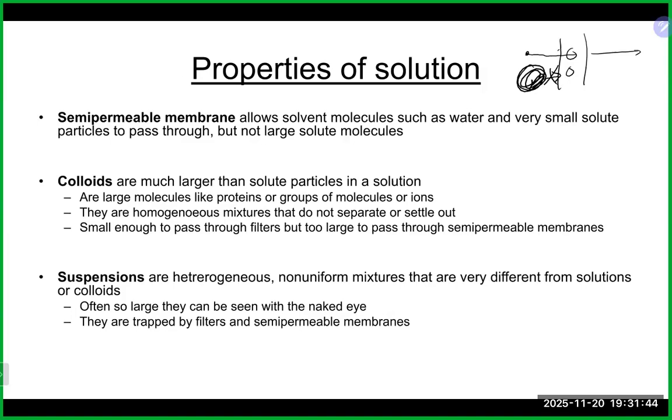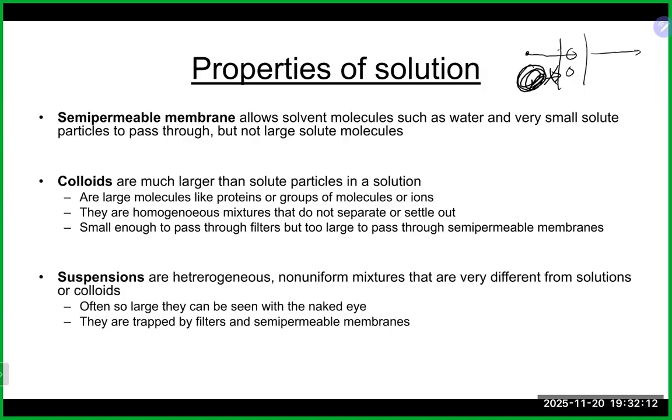We have colloids. These are things that are much larger than solute particles in solution. These are large molecules like proteins and groups of molecules and ions. They are homogeneous, which means they look the same throughout. They typically do not separate out or settle out. Now, colloids are small enough to pass through filters, but they are too large to go through a semi-permeable membrane. They kind of get stuck.